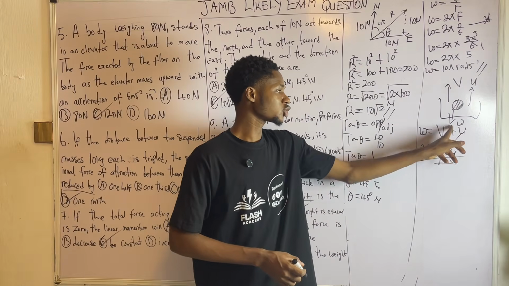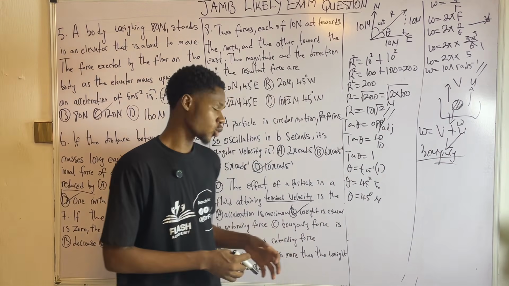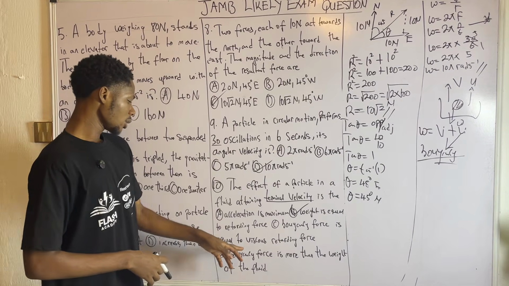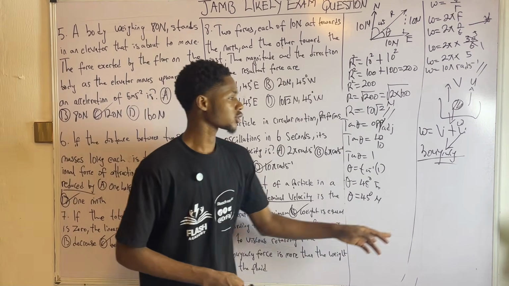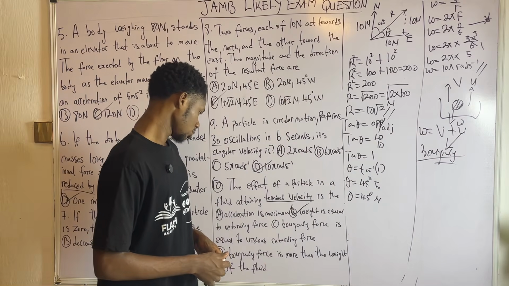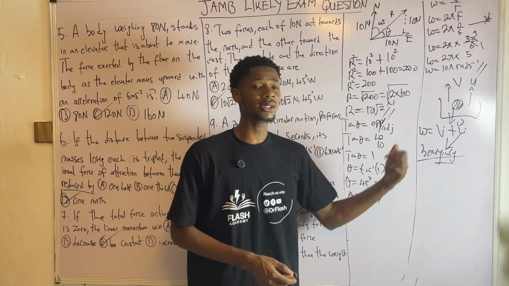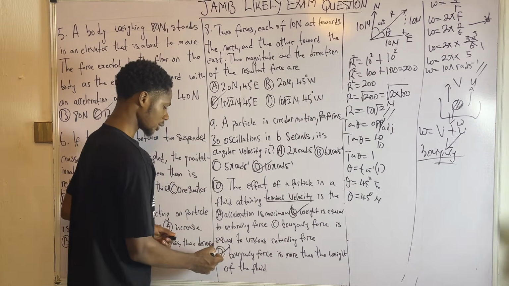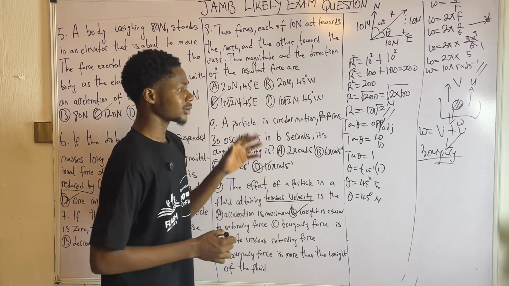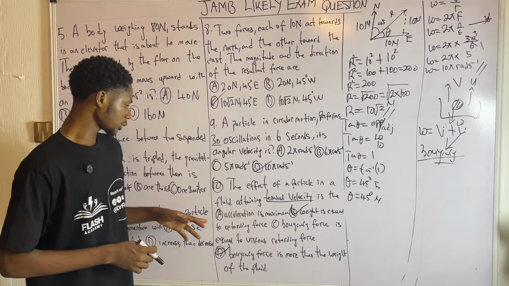If you check the other options, option C, buoyancy force is equal to viscous force. They're trying to say these two are equal, but they're even in the same direction, so how are they equal? Now, option D, buoyancy force is more than the weight of the fluid. We don't even care about the weight of the fluid. So option D is already out. That is how problems like this are tackled. This was question 10.